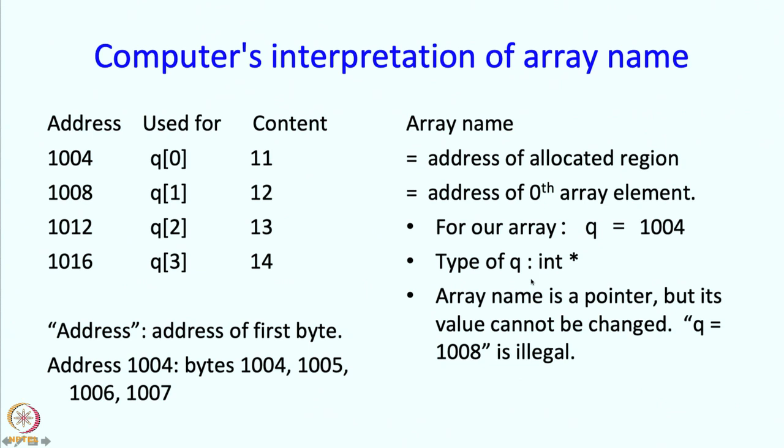And the array name is a pointer. So it is an address, or a pointer, but its value cannot change. When we talked about pointers and functions, our pointers could be changed, but this pointer cannot be changed. So I cannot say in my program Q equals 1008, because in fact you can think of Q as being a const. You remember that we can declare variables as being const. So Q is actually a const pointer. If you write something like this, C++ will flag it as an error.